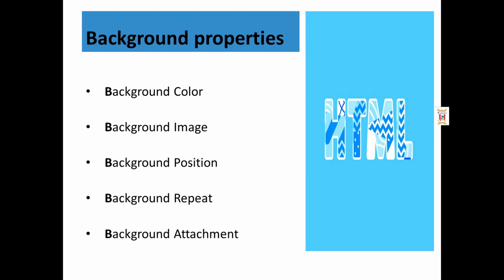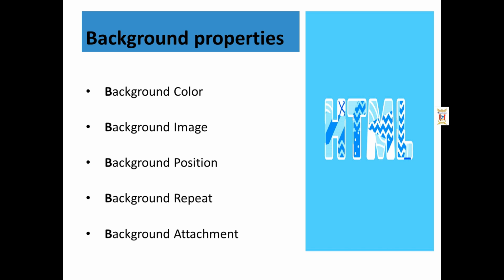The next property is background position. Now we will take a single example for background position, repeat, and the background attachment. So let's first understand what is background position. Background position is just like the graph you use in maths, x-axis and y-axis. Here, the x-axis is defined as xPOS and the y-axis is defined as yPOS.